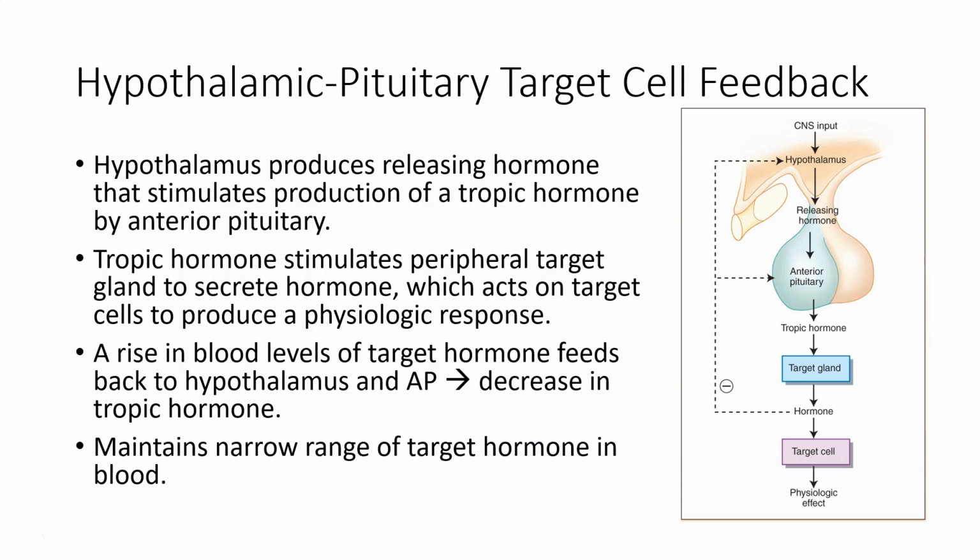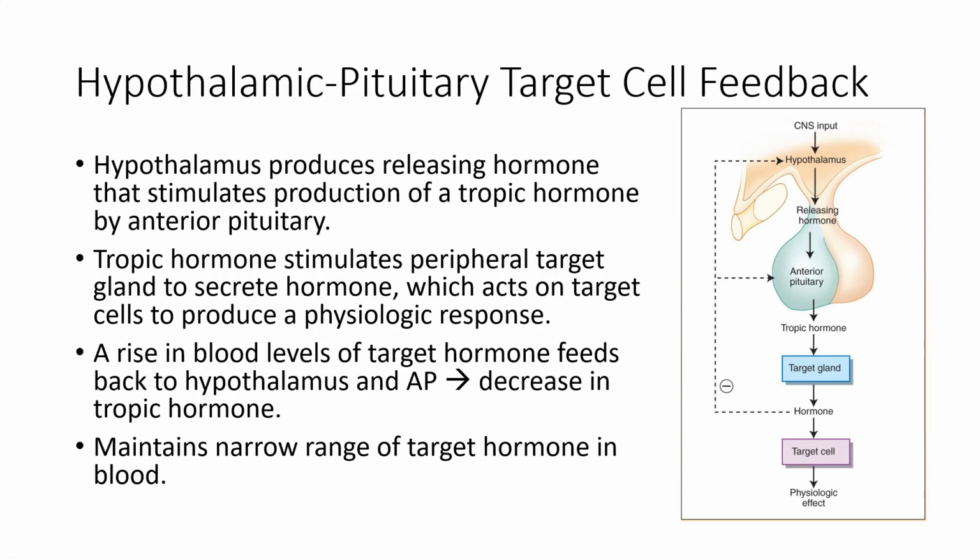Let's look a little bit about hypothalamic-pituitary target cell feedback. So our hypothalamus, as you saw in the last two examples, produces a releasing hormone, which then travels to the anterior pituitary, where it releases what we call a tropic hormone, or the hormone that then signals our target gland. Our tropic hormone will stimulate our peripheral target, so our adrenal glands or the thyroid gland, which then signals it to make a hormone.